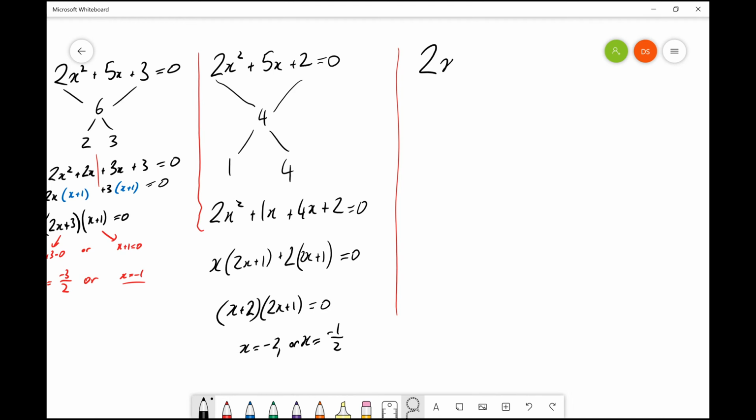2x squared plus 5x plus 1 equals 0. Can you tell me two numbers that multiply to 2 that add to 5?